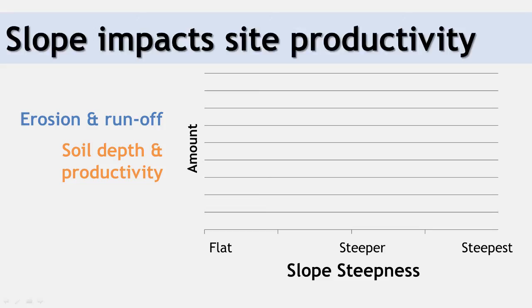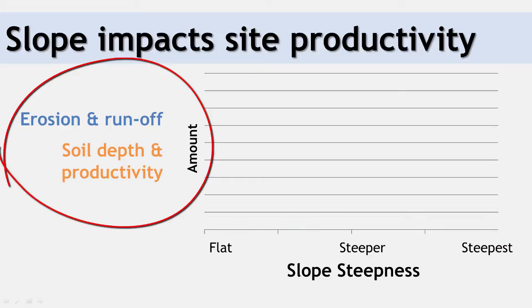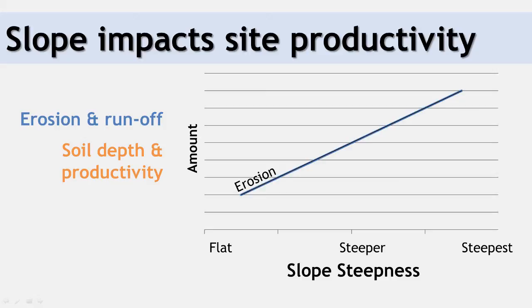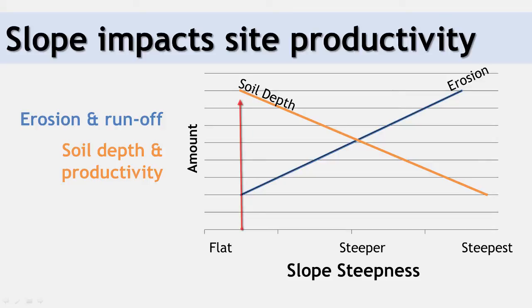How steep a slope is impacts site productivity. This chart shows slope steepness on the horizontal axis, with amounts of erosion and runoff depicted in blue, and soil depth and productivity depicted in orange on the vertical axis. Looking at the blue line, we see that flatter terrain experiences less water runoff and soil erosion. As steepness increases, so does erosion and runoff. Depicted by the orange line, we see that less steep slopes have deeper soils and higher productivity. Soil depth and productivity decrease as slope steepness increases.